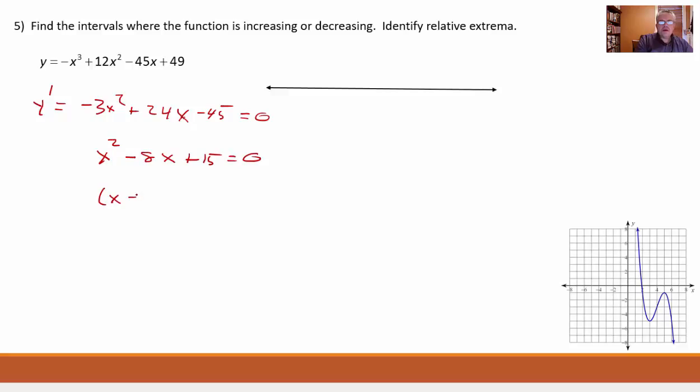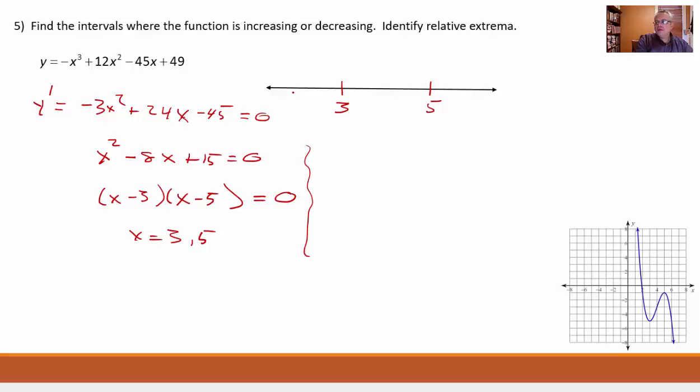You can use your solve on the calculator or the quadratic formula, but this factors. And we get x equals 3 and x equals 5. Those are the critical points. So let's put 3 here and put 5. Now, those are the places where the function might turn. So we've got to check the intervals and see whether it's increasing or decreasing in each of the intervals. All right, I'll do that right here.